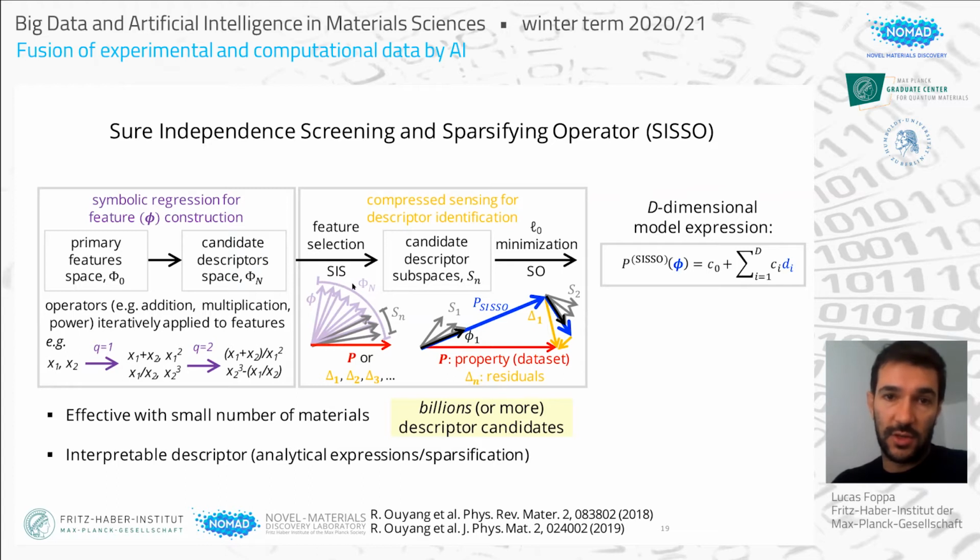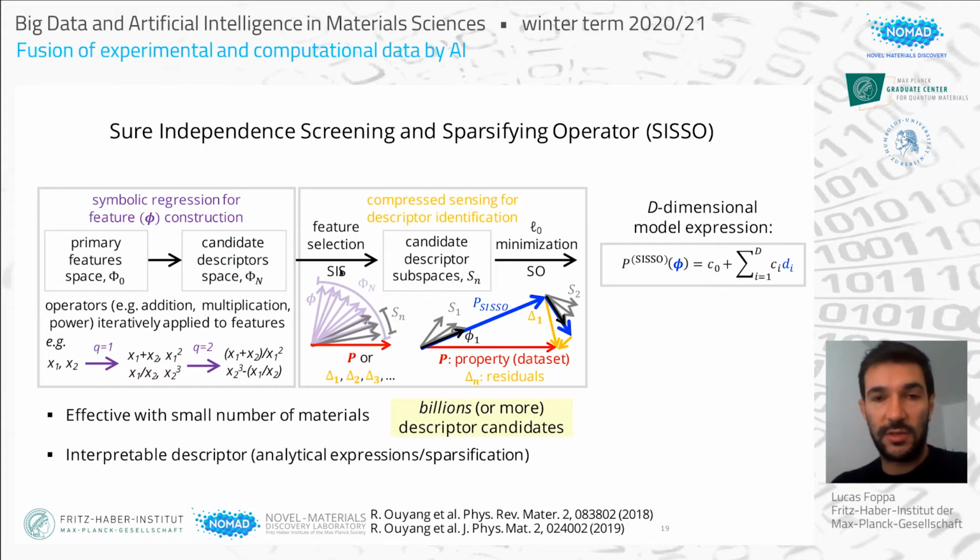This is done in 2 steps. First we have the sure independent screening, where we look at the properties of these candidate descriptors, how much they are correlated with the property. We select those that are most correlated with the property, and then we use L0 minimization to find expressions of this type here, where we have different dimensions. This D here is the number of dimensions of the descriptor, and these coefficients are fitted.